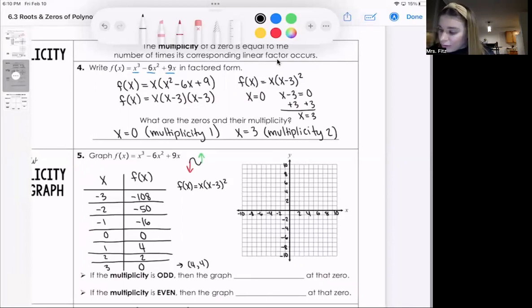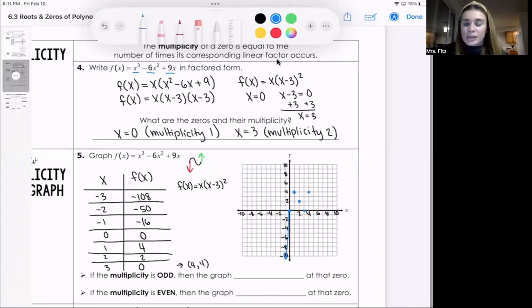So let's go ahead and plot these points. We have -2, -50 is not going to fit on there, but -1, -16, still not going to fit. But if we start at 0, 0 here, we know this is going down to negative infinity, right? So we have 1, 4. We also have 2, 2. And then we have 3, 0. And then we have 4, 4. So it goes back up. So let me show you what that looks like.